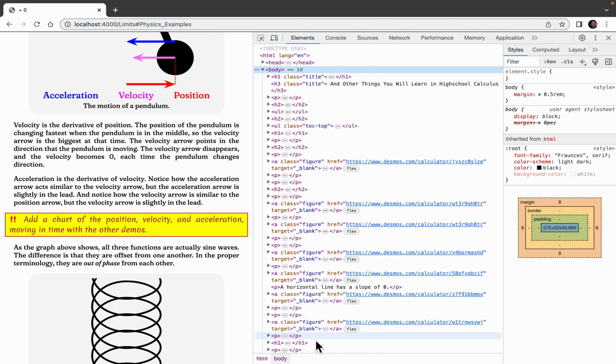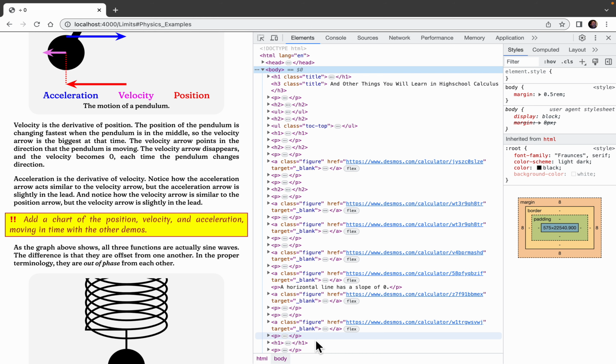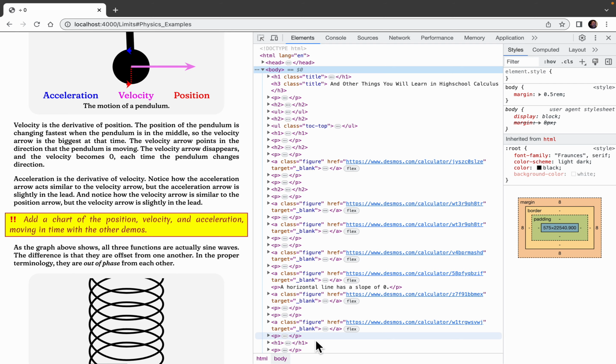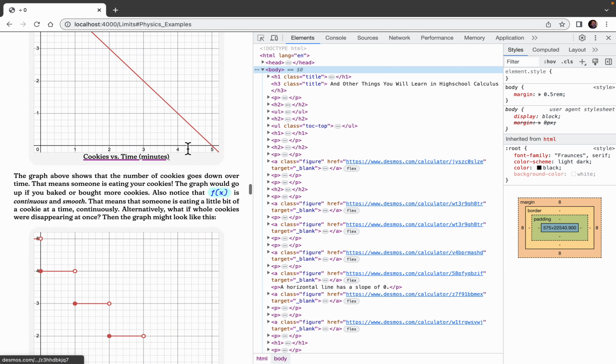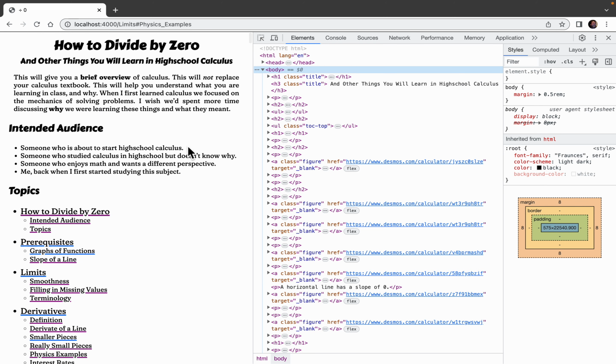This year my entry in Sum 3 will be a document. It's not done yet, but let's see what I have so far. How to divide by zero, and other things you will learn in high school calculus.